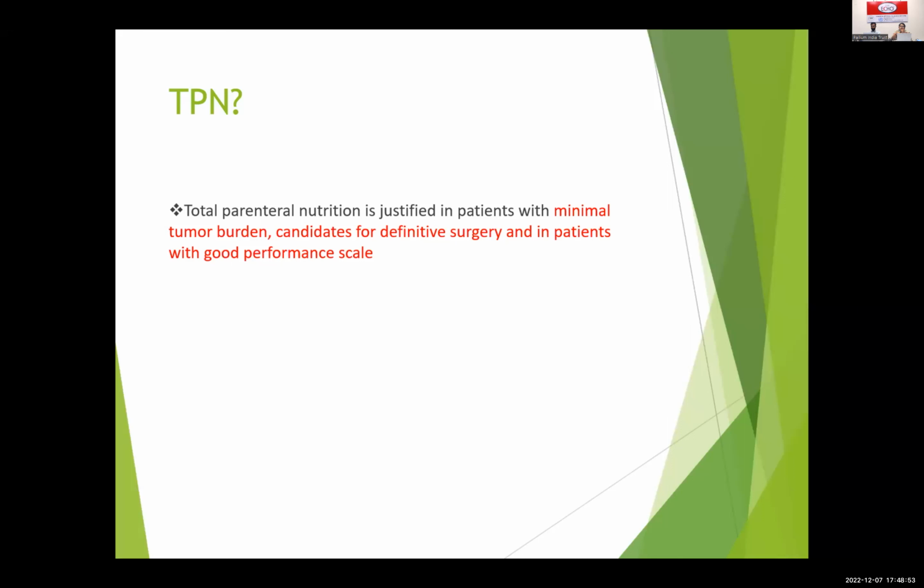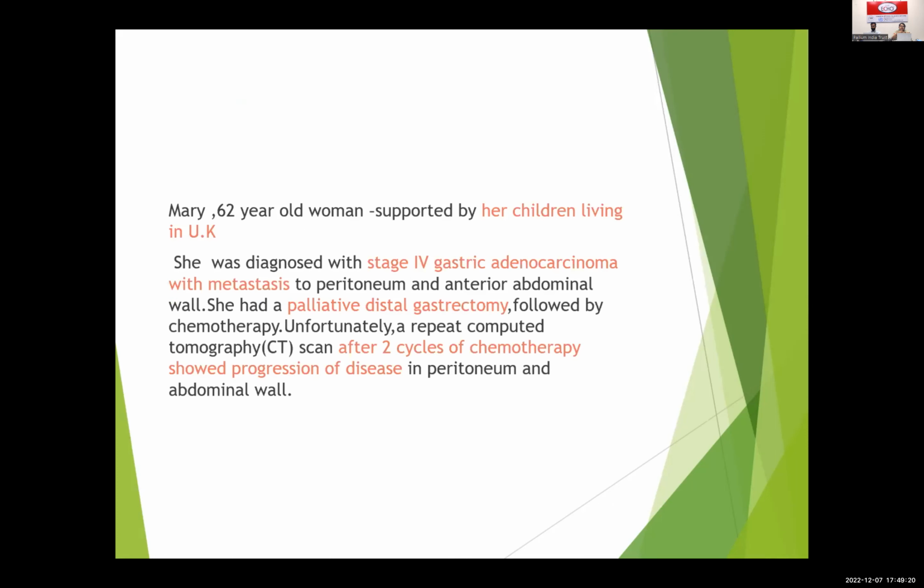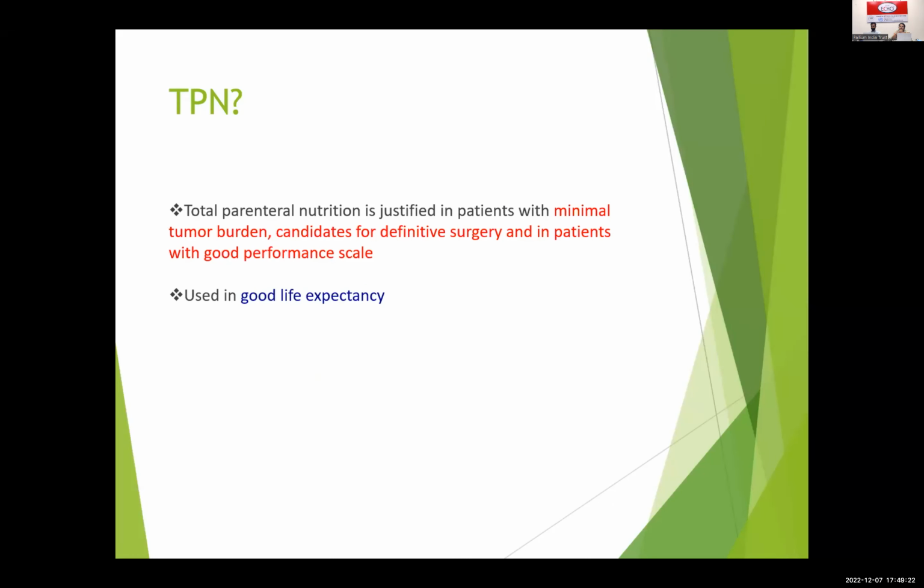If the patient is having a good prognosis and is a candidate for definitive surgery, if he's having a good performance scale, then you can go ahead with total parenteral nutrition. And also if you feel the patient is having good life expectancy, then you can suggest the patient to have total parenteral nutrition. And it is a little bit costly also. If the family is able to afford, definitely you can suggest this.